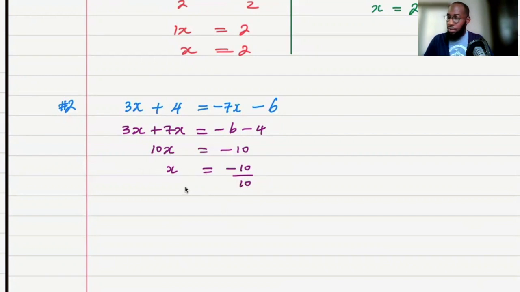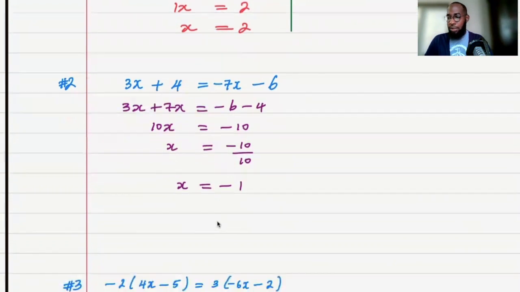So therefore, x is equal to negative 1. When you divide two different signs, it's a minus. 10 into 10 is 1. Simple. This here is your answer. Last question.